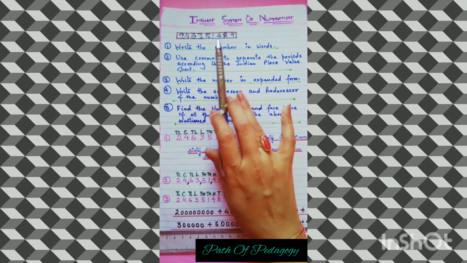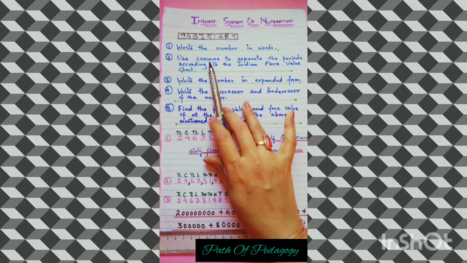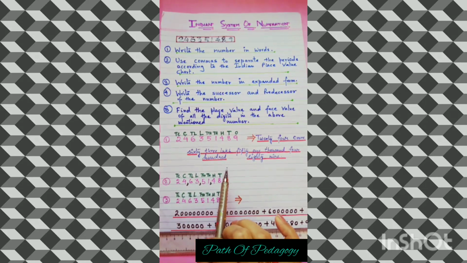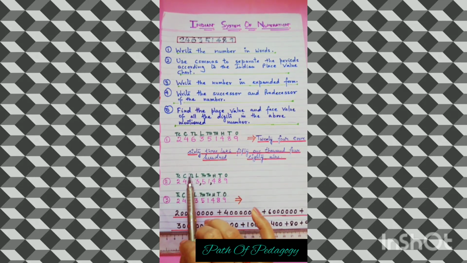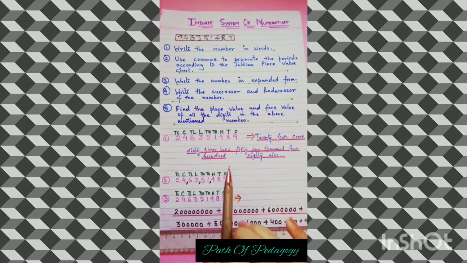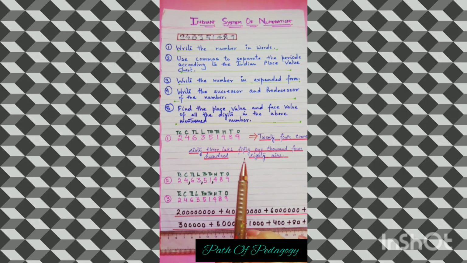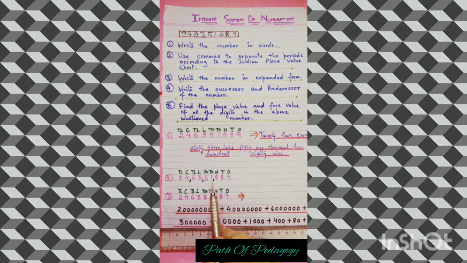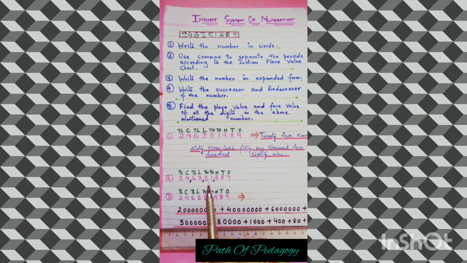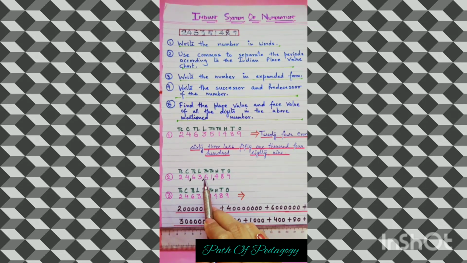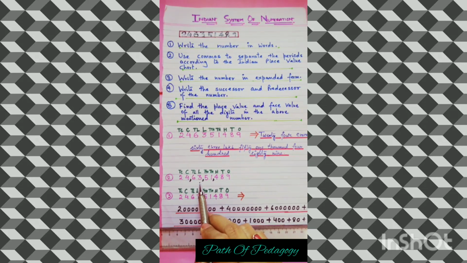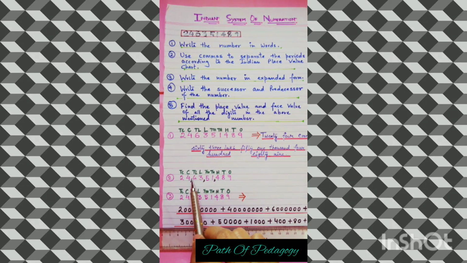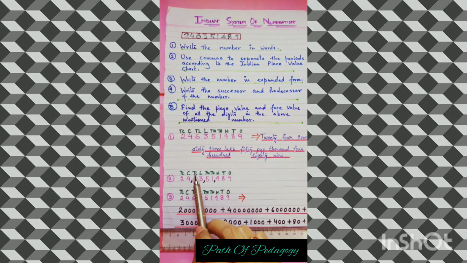Now second question is use commas to separate the periods according to the Indian place value chart. We have to follow the Indian number system to put the commas to separate the different periods. For that we have to write the number again, and write all the places above each digit of the number. Ones, according to the Indian number system, has 3 places. So after 3 places we will put 1 comma, then it comes 1000. 1000 has 2 places, so after 2 digits we will put 1 comma, and then lakhs also has 2 places, so we will put another comma after 10 lakh.